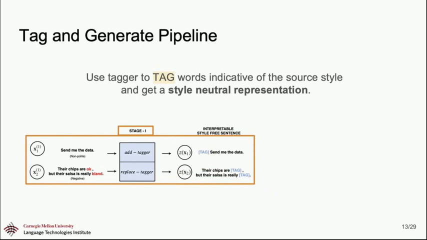Our tag and generate pipeline consists of two phases. The first phase involves the tagger model, and there are two types of tagger: add tagger and replace tagger. Add tagger adds tag tokens at appropriate locations in the input, denoted by the random variable x in the figure, to render an interpretable style-free sentence, denoted by z of x. This is designed specifically for tasks like politeness transfer, where the source sentences are usually style-neutral and devoid of any noticeable attribute markers. On the other hand, replace tagger replaces source attributes with tag tokens. This is more useful for tasks like gender and sentiment transfer.